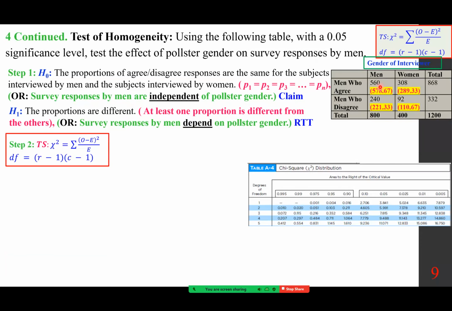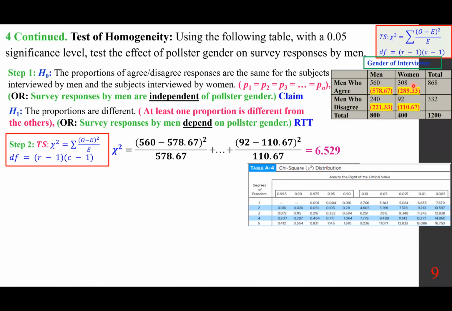So for example, the first cell, 560 minus 578.67 squared divided by this number. And you do the same thing here, plus 308 minus 289.33 squared over 289.33, all the way to the last. You don't have to do this by hand. I've shown you can use a calculator, and the answer is 6.529. Degrees of freedom: we have 2 columns, 2 rows. So 2 minus 1, 2 minus 1 gives you 1, with the alpha of 0.05.